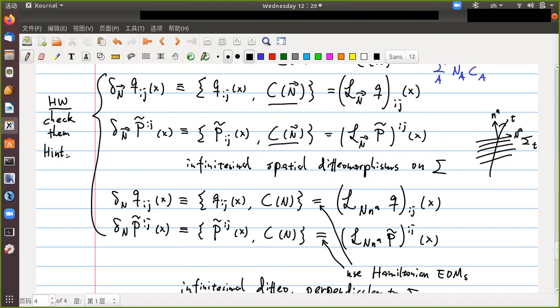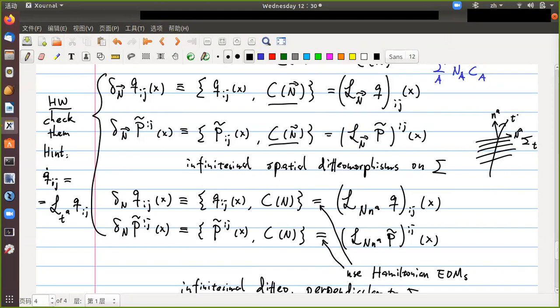Let me give you the hint. When you look at the equation of motion, there's a q dot, for example. Let's consider the first one. This q dot is just the Lie derivative of q with respect to TA. Remember why this is true? It's because we are in the coordinate system where this TA is the basis. It's one of the coordinate bases, right?